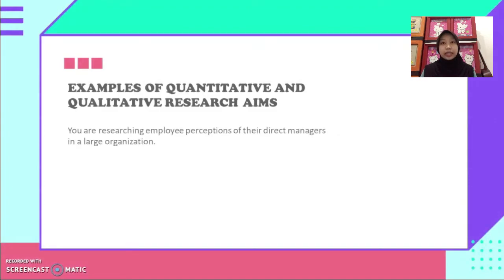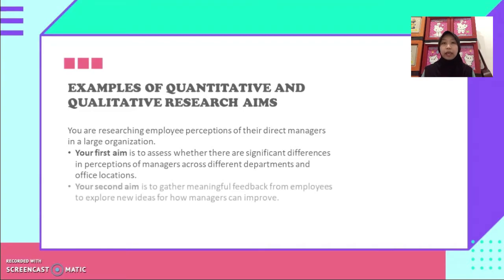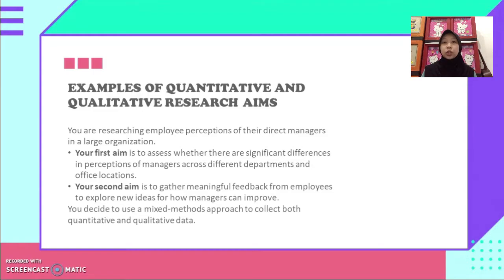You are researching employee perceptions of their direct managers in a large organization. Your first aim is to assess whether there are significant differences in perceptions of managers across different departments and office locations. And your second aim is to gather meaningful feedback from employees to explore new ideas for how managers can improve. You decide to use a mixed methods approach to collect both quantitative and qualitative data.